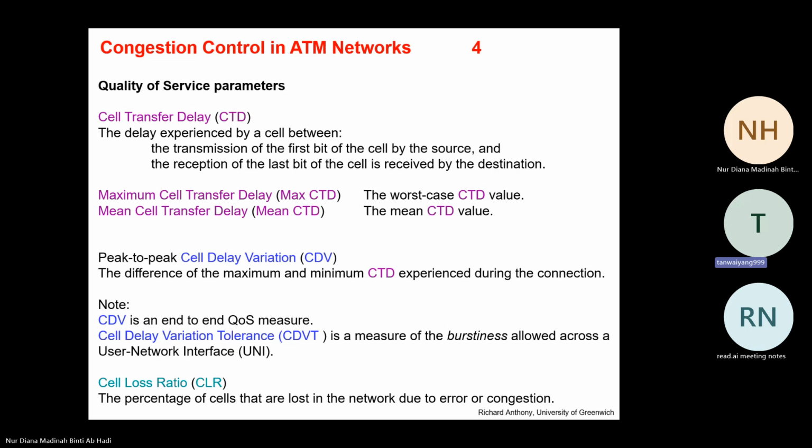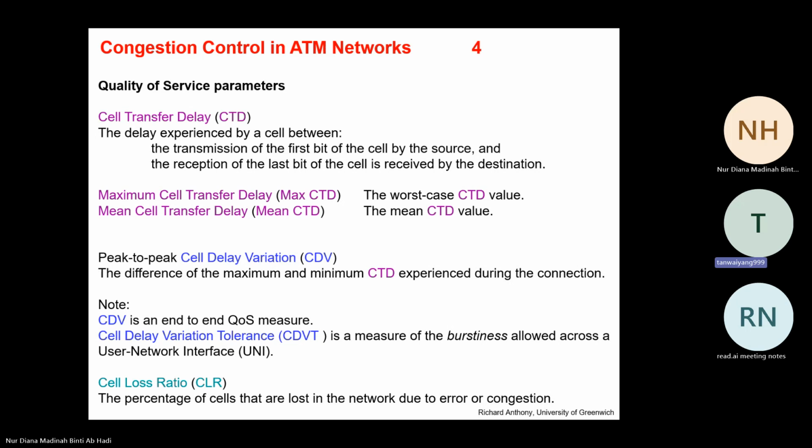And then the CDV and the CDVT. CDV is the cell delay variation, which is basically the variation between the longest and shortest cell transfer delays in a given stream. Very similar to the jitter concept that you mentioned before. And then the CDVT, the cell delay variation tolerance, is how much limit is allowed for the cell delay variation.